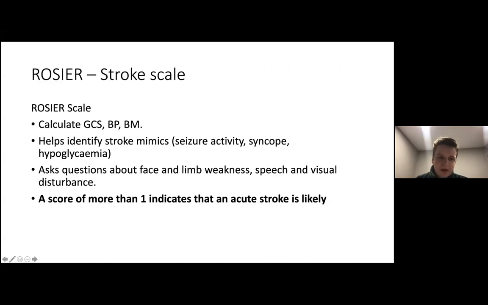A really useful scale to use is the Rosier stroke scale. This is basically a way of telling whether the symptoms you're presenting with are likely to be an acute stroke. Because there are a lot of other things that can mimic stroke, such as hypoglycemia that I've said before, seizures, syncope, things like that. I'll go into the scale on the next slide, but it asks about weakness, speech problems, and visual disturbances, and any score of 1 or more means that an acute stroke is likely.